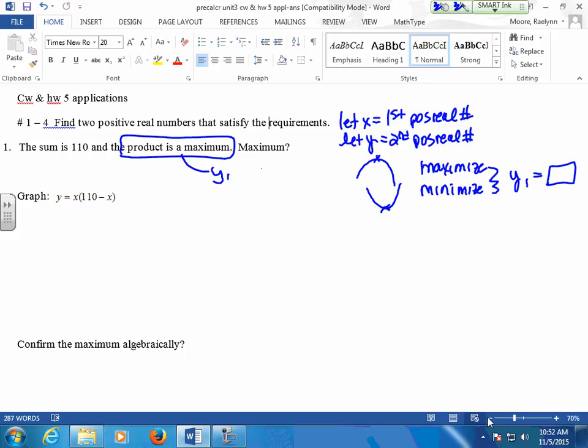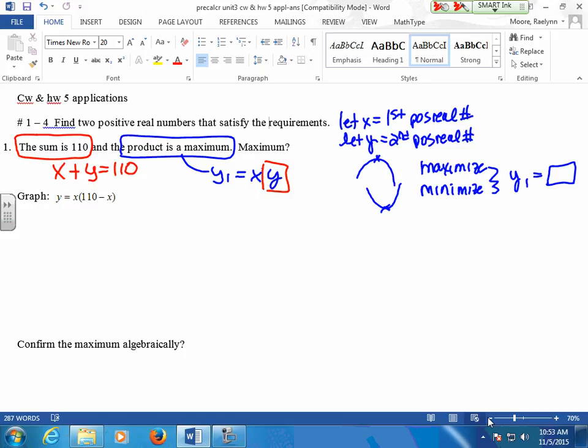This is going to go in my y1. So I say, in my y1, I'm going to put x times y. But I say, whoops, I can't put times y. I can only have one variable in there. So I have to have some kind of information that will help me substitute this guy out of there. So I look back and they said, oh, the sum of these two numbers is 110. So I take the sum of these numbers.